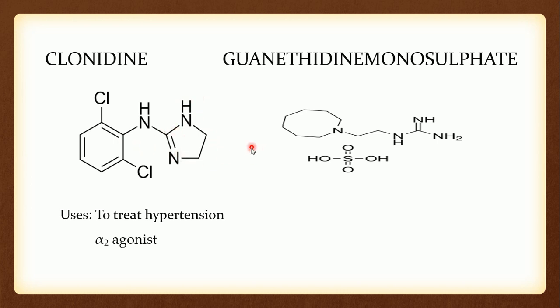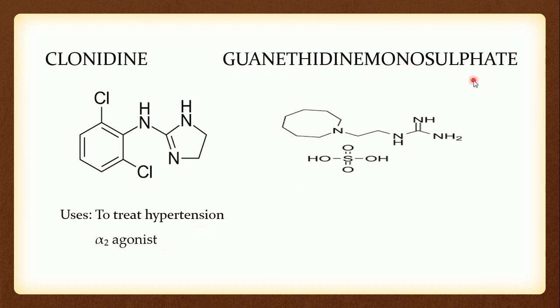For all these heterocyclic compounds and their basic nuclei, I have made one video in detail. Check it out in my i-card. This is imidazolidine. Imidazolidine and a dichlorophenyl ring are both linked with one amino group, that is the structure of clonidine. It is used to treat hypertension and it is an alpha-2 agonist.